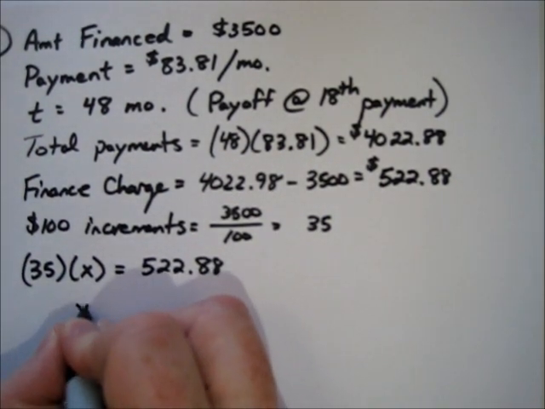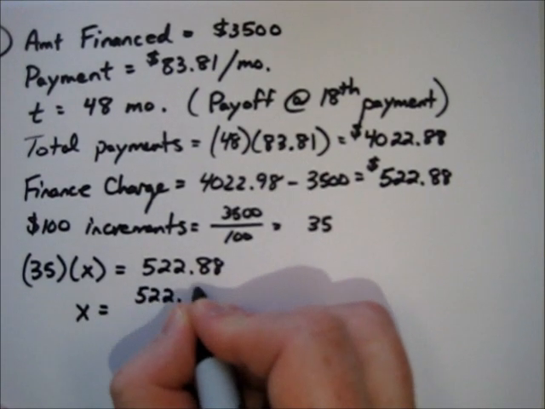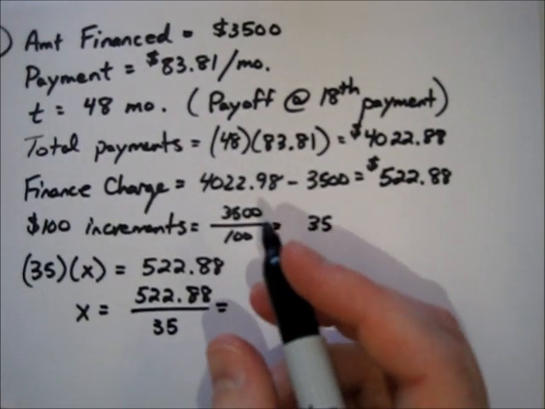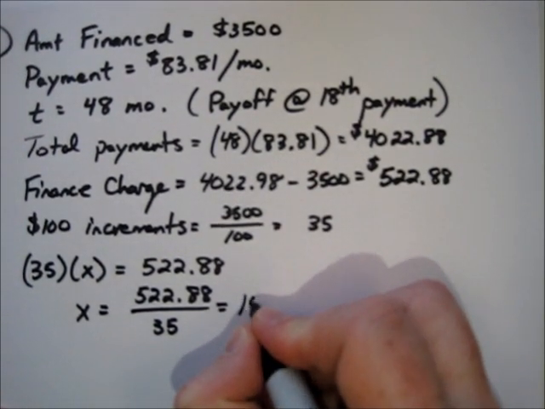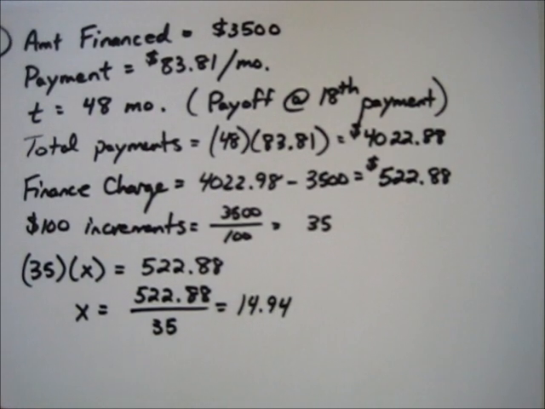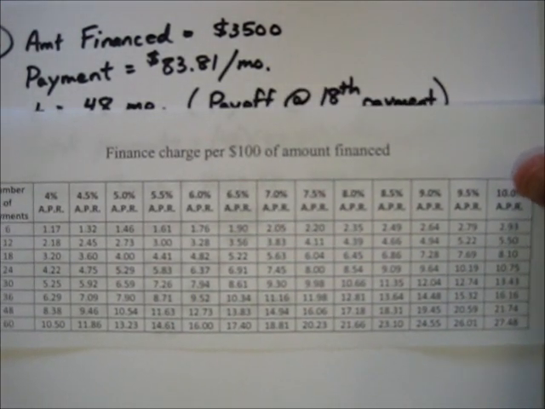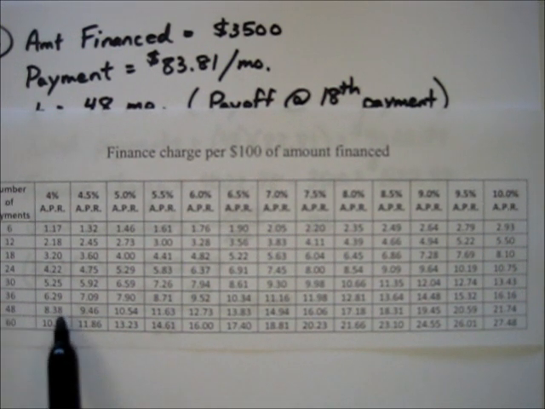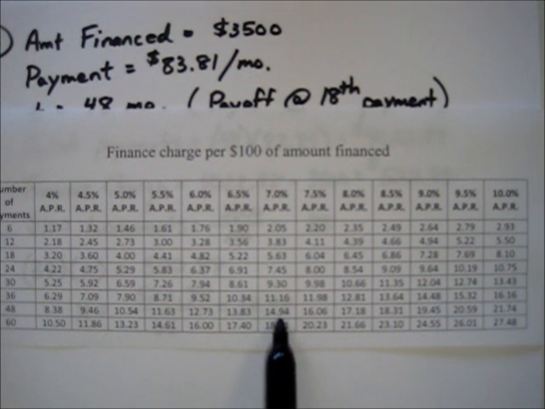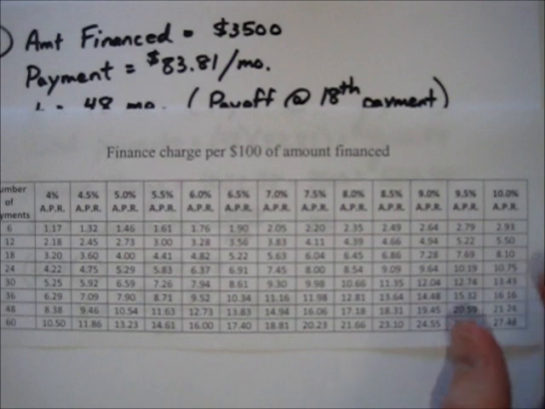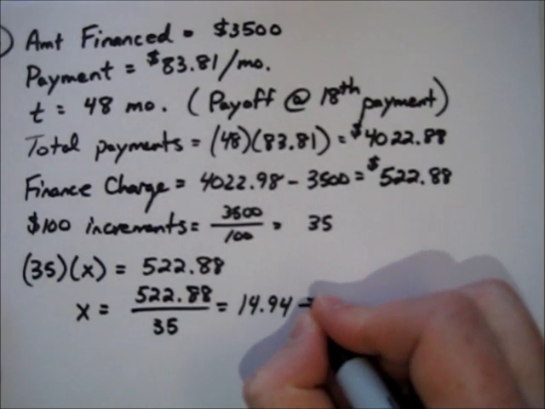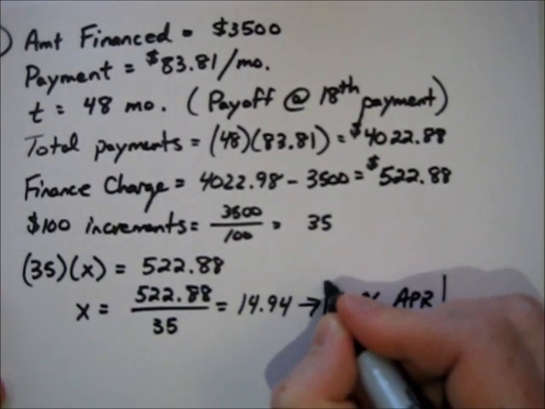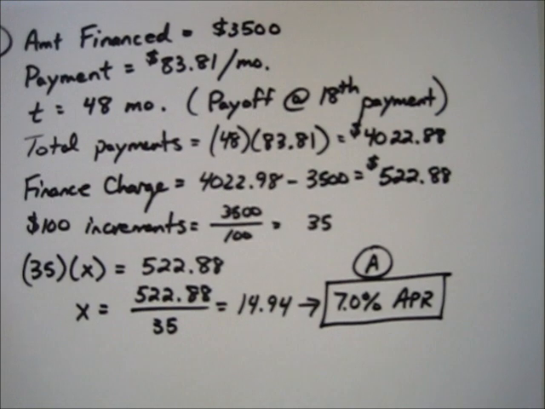So if I want to know what that number is off the chart, divide $522.88 by 35, and I get 14.94. So going to the chart, I know it was originally a 48-month loan, and I'm looking for 14.94. Well, I find that number exactly in the 7% APR column. So 7% APR is the answer to part A.